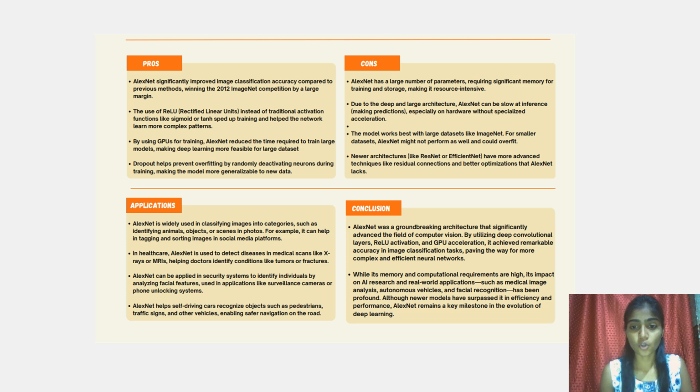While its memory and computational requirements are high, its impact on AI research and real-world applications such as medical image analysis, autonomous vehicles, and facial recognition has been profound. Although newer models have surpassed it in efficiency and performance, AlexNet remains a key milestone in the evolution of deep learning.